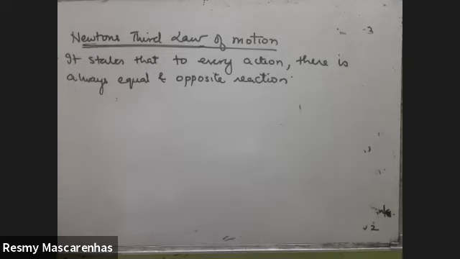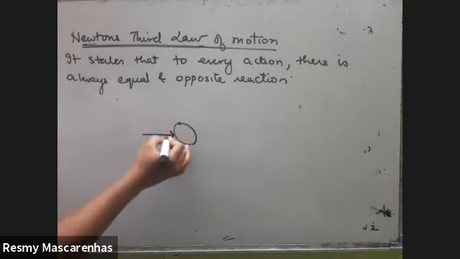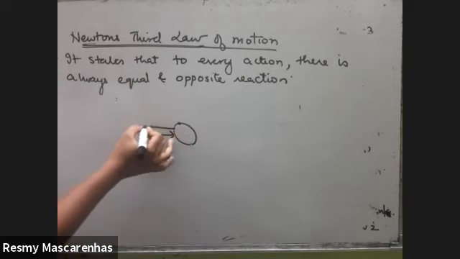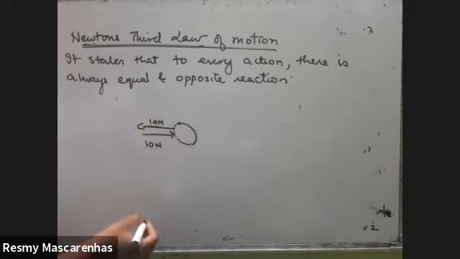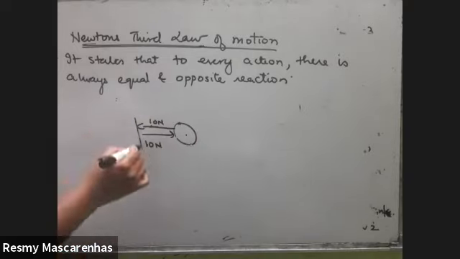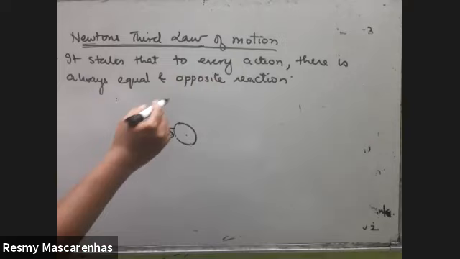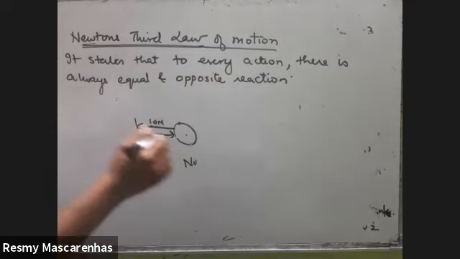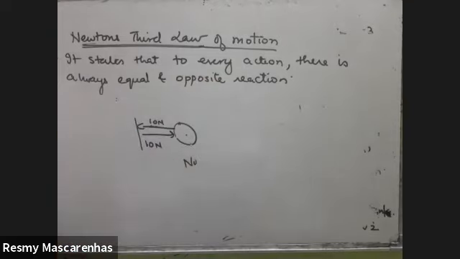Now, how much it is, the magnitude and all, depends on real life examples. If it's equal and opposite, there will be no change. So it's like you're trying to apply some 10 newtons on the ball, and the ball is trying to put some 10 newtons on you. Overall, the ball will also not move, you will also not move. So whenever equal and opposite reaction is there, there is no movement. There is no change in the motion.